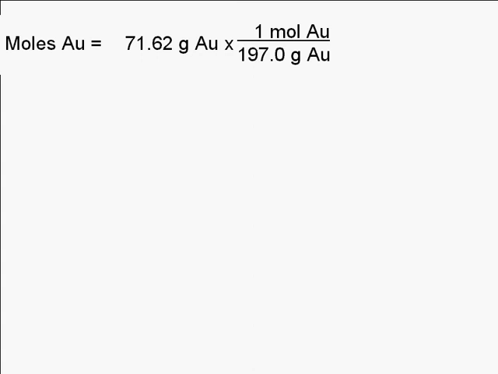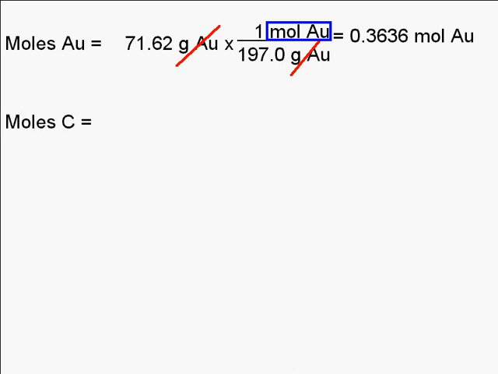We have a number with 4 significant figures divided by another number with 4 significant figures. So our answer should have 4 significant figures. Grams of gold cancel, leaving us with moles of gold for our units. This gives us 0.3636 moles of gold.